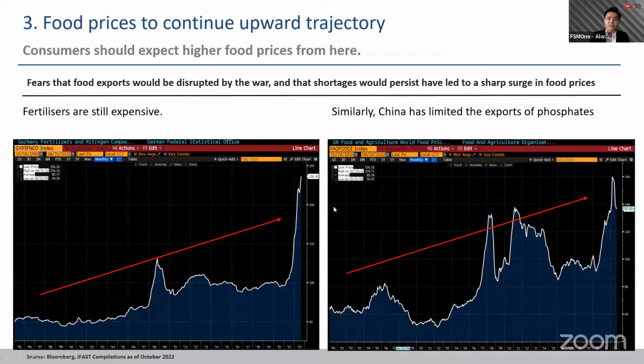So next, food prices to continue its upward trajectory. The Russia-Ukraine war also has been one of the major contributors for such high food prices, and unsurprisingly so, because both of these countries are major powerhouses for agriculture. So one of the key things we see is the price of fertilizers, because everything we eat, such as the vegetables, depends on fertilizers, right? So fertilizers is getting more and more expensive, as you can see from this chart here.